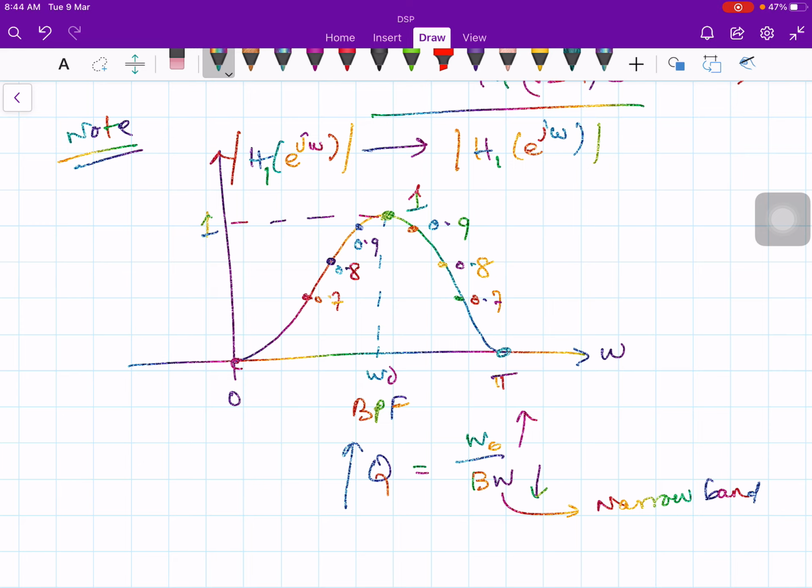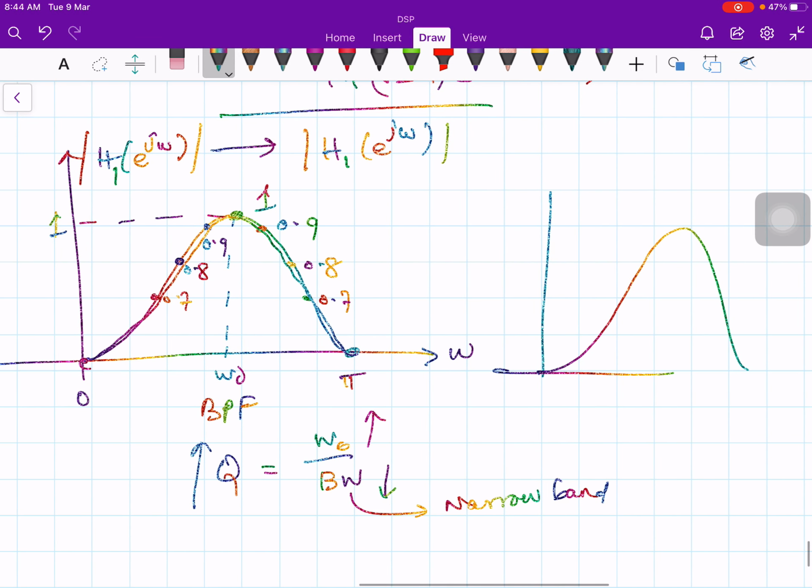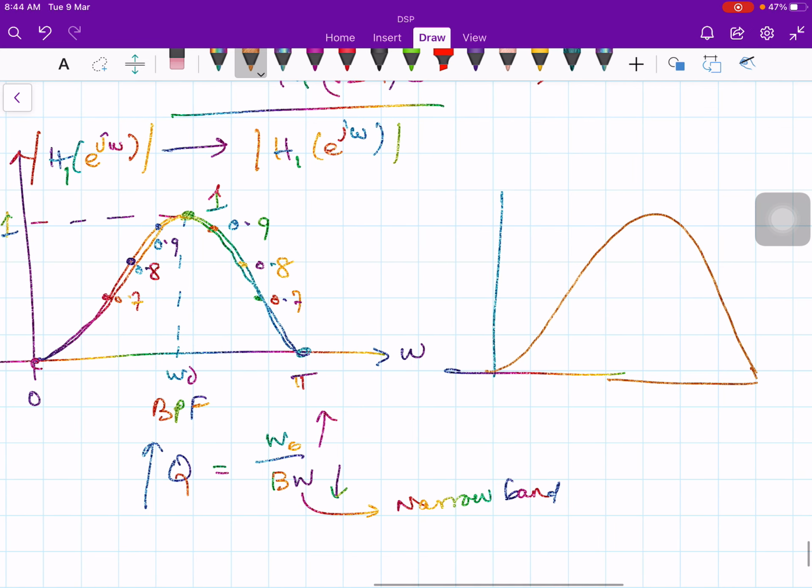If we cascade, then what is going to happen? The response will be squared. So this will be squared with the same type of filter. I will get one more filter like this. I am sorry, I couldn't draw in the same shape. Same shape, same center frequency omega naught. This is 1, this is 0.9 and this is 0.9, 0.8, 0.8, 0.7, like this, and so on and so forth.